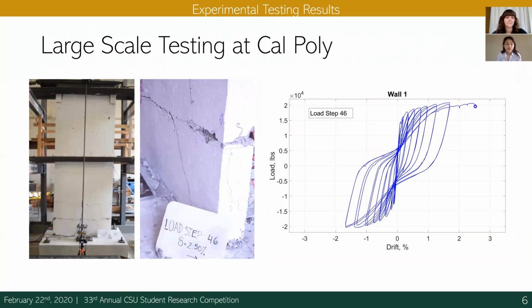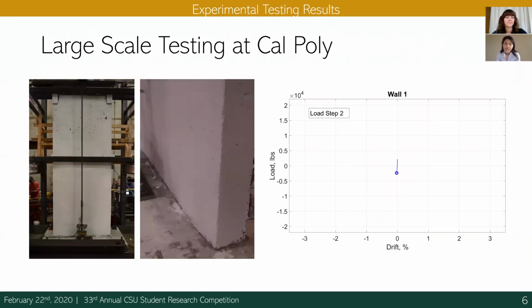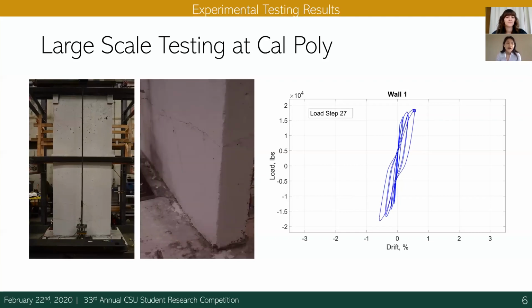So the result was being recorded on a plot called a hysteresis plot on the right. This is plotting percent drift in the x-axis, which is how much the wall had moved from its original position. And on the y-axis is plotting load, so how much load the wall is able to resist throughout the loading cycle. The overall result of this test indicated that the wall failed through significant base rotation.